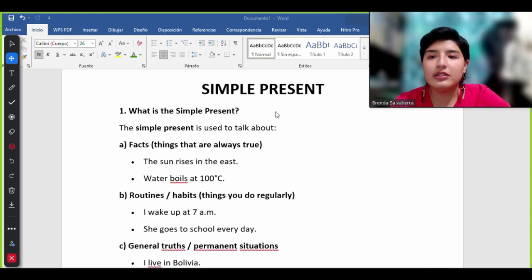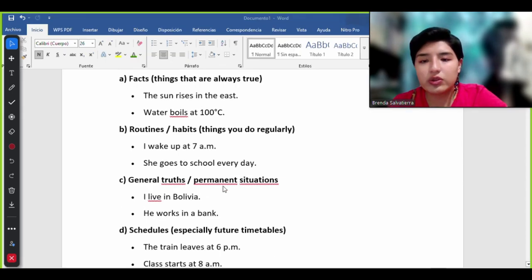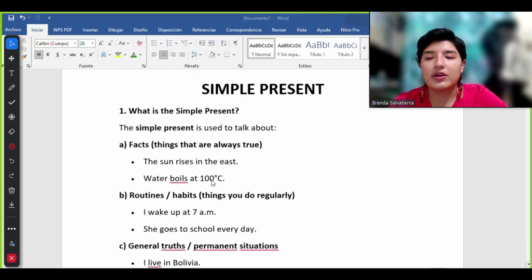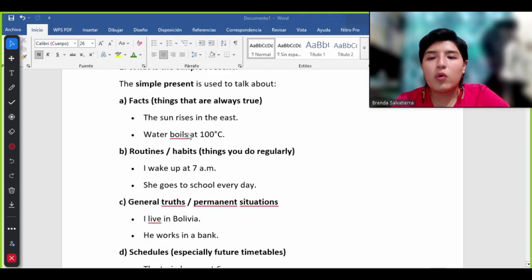What is the simple present? The simple present is used to talk about A. Facts, B. Routines, C. General truths, and D. Schedules. Okay, so first of all, facts. Facts refer to things that are always true. For example, the sun rises in the east. And it's a fact. Water boils at 100 degrees Celsius. That is also a fact, something that is true for everyone.